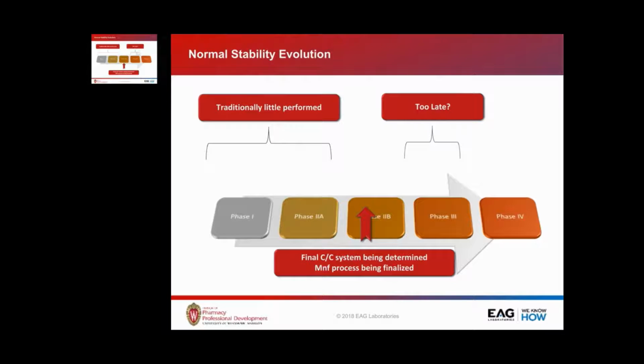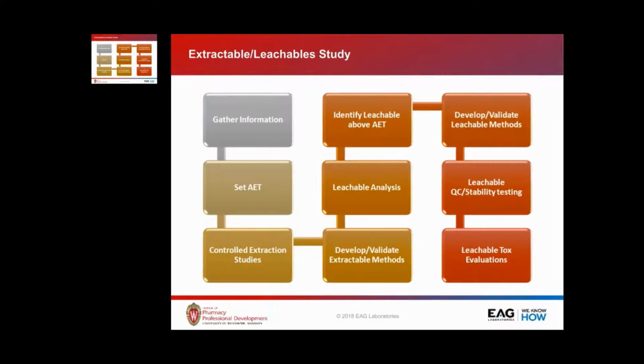So if we look at what a full-blown E&L study looks like, this is a generic high-level view of an extractable leachable study from beginning to end. You start with the information gathering. What are the contact materials? What's the container closure system? You set your analytical evaluation threshold, the shorthand, the AET, which I'll cover how we set shortly. Essentially, that's how low you have to look. You perform your controlled extraction studies. If you're going to control your extractables and leachables at your incoming material, you will develop and validate control methods for your extractable container closure system.